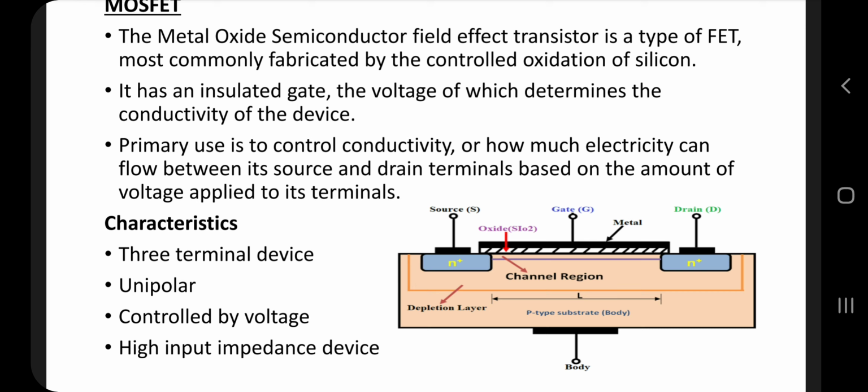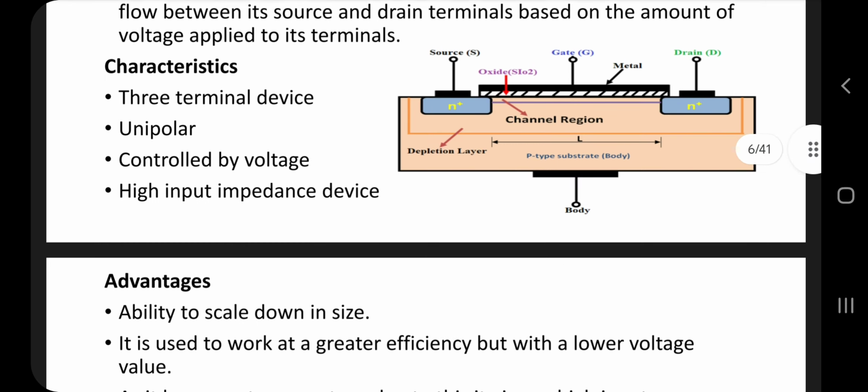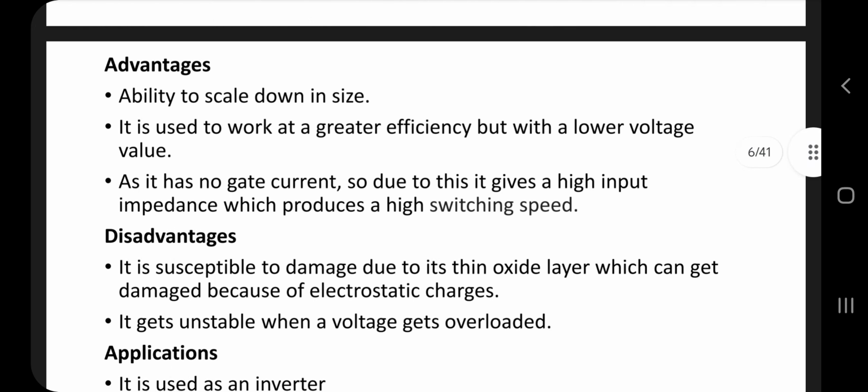Characteristics. MOSFET is a 3 terminal device, that is source, gate and drain. It is unipolar, controlled by the voltage, and it has high input impedance. So it is a high input impedance device.